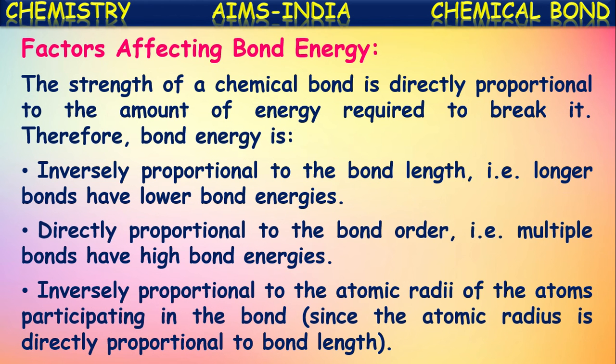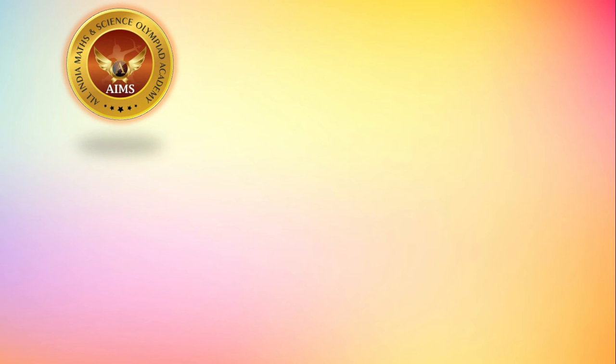And one more point here, bond energy is inversely proportional to the atomic radii of the atoms participating in the bond formation. If the atomic radii, nothing but atomic size, is greater, bond length will be greater, and hence the energy required to break the bond will be less. So we can say bond energy is inversely proportional to the atomic radii of the atoms which are participating in the bond. This is since the atomic radius is directly proportional to bond length, isn't it? That's about bond energy. So these are said to be bond parameters.